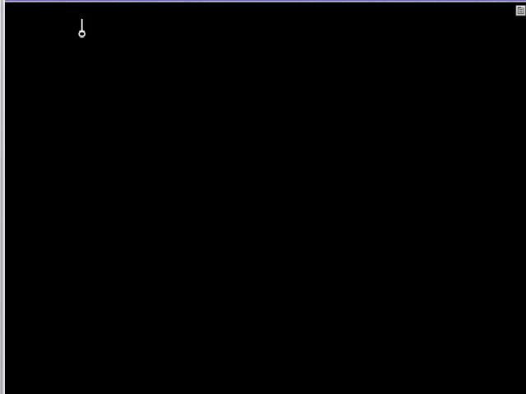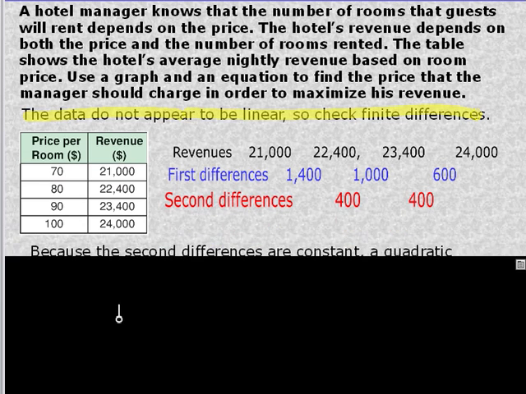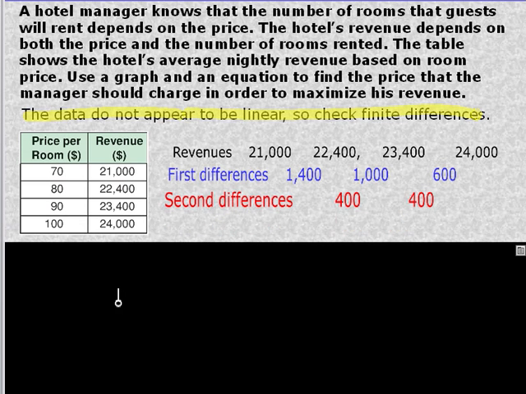So here's the table. They've already done the first and second differences. So based on that, you should try and write the equation and find the graph and then figure out the price that will maximize the revenue, or the amount he should charge to maximize his revenue.